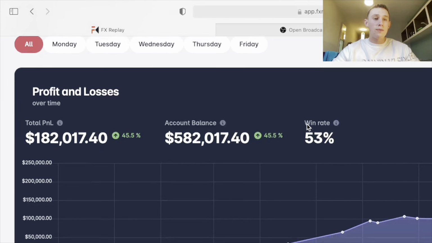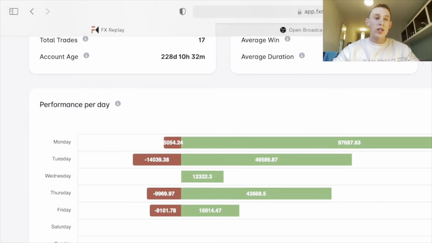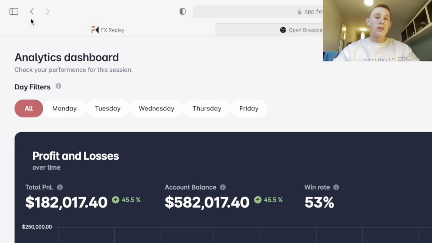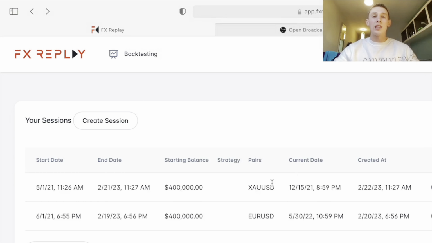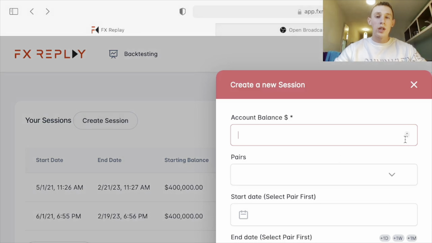It tells you your win rate, P&L, average risk to reward, anything you want to know basically about your strategy, also like the profit per day. This is a very useful tool if you want to level up your backtesting and improve the accuracy of your statistics, rather than just using bar replay on TradingView, which is completely fine, but I find that this just works a lot better, and it also saves you time calculating any of the statistics. So if we go ahead now and create a new session, we will do 100k as the current balance.